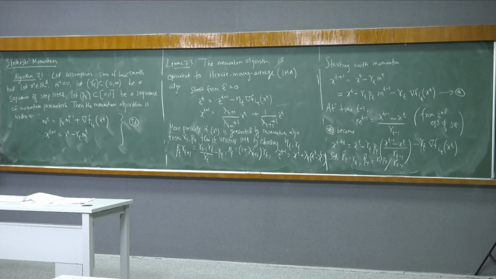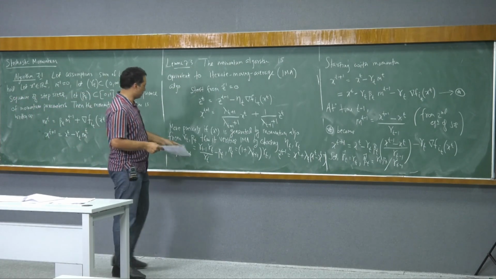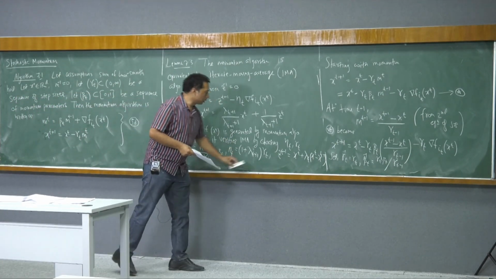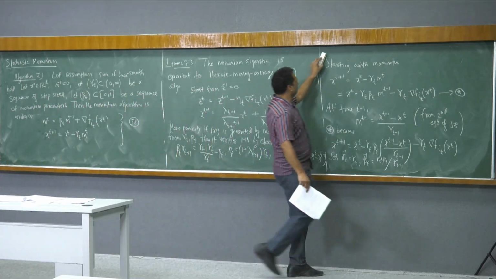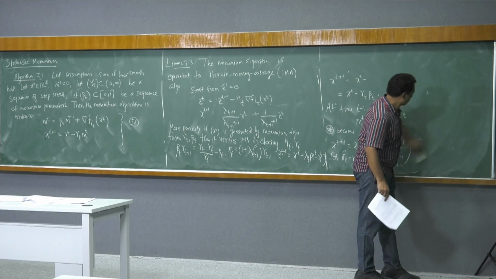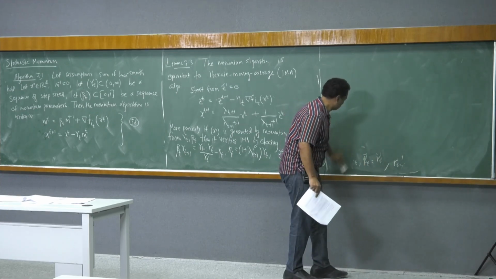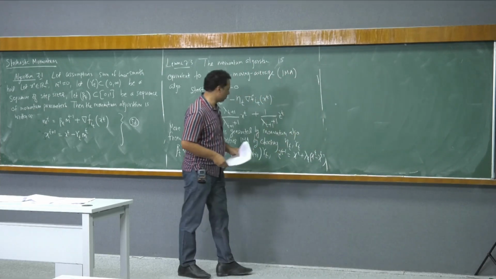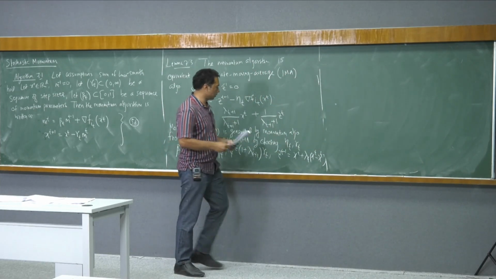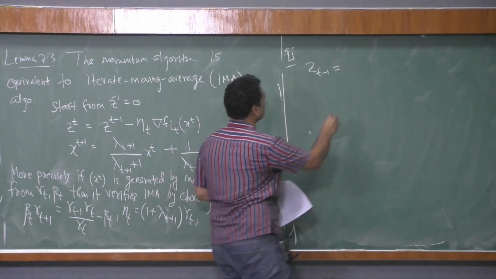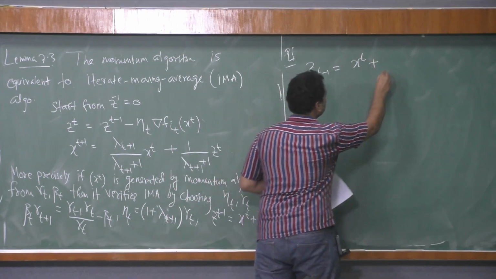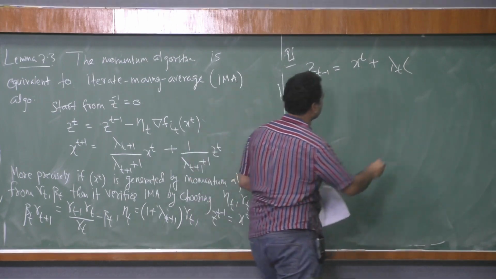So if I start from here, these things are given to us. Okay, so at least what I know from the last one is that z and x are given in that form. So I will start from that. So what I know from here is zt minus 1 is xt plus lambda t and xt minus 1.